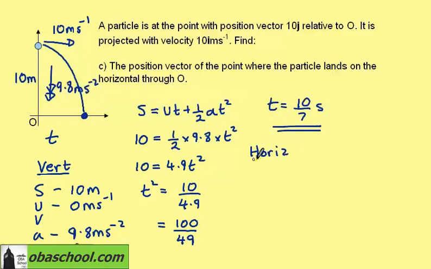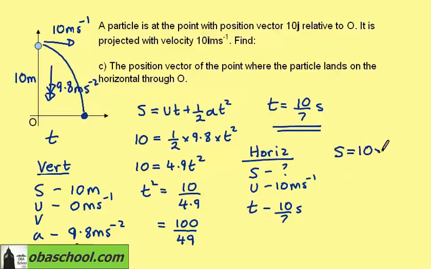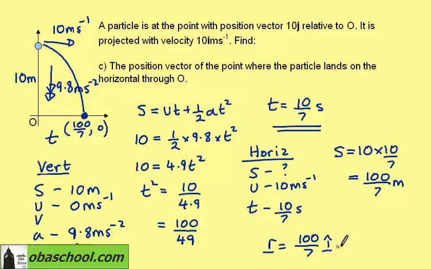Now considering the horizontal motion, remember just s, u and t. We want the horizontal distance. We know the initial speed was 10, and the time we now know is 10 over 7 seconds. S is 10 times 10 over 7, which is 100 over 7 meters. We want the position vector of this point. The coordinates we know are 100 over 7, 0, so the position vector will be 100 over 7 i and no j's.